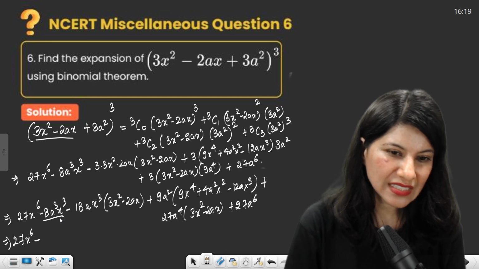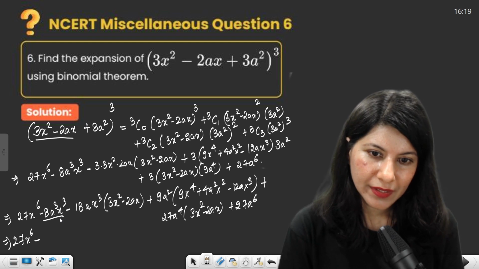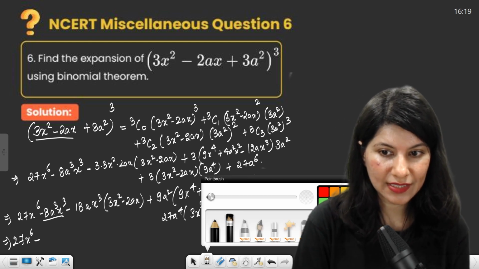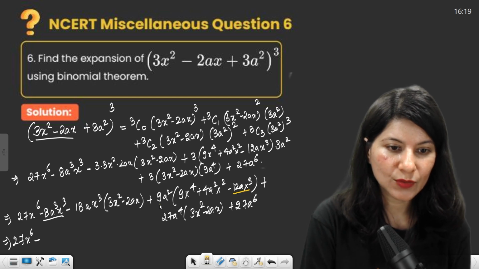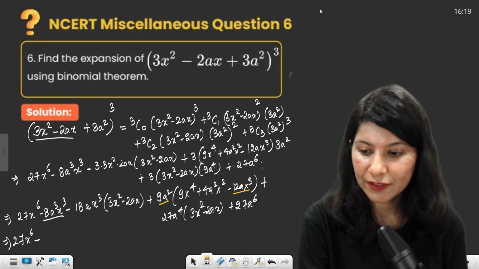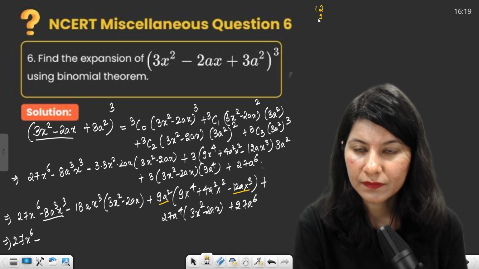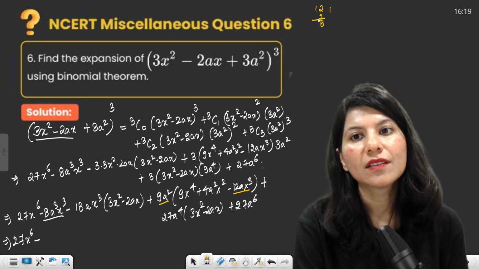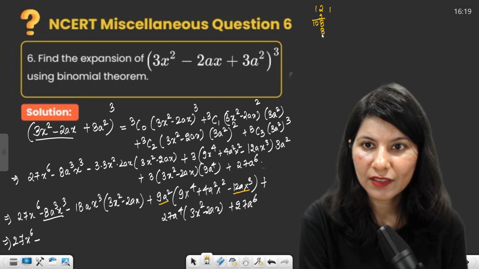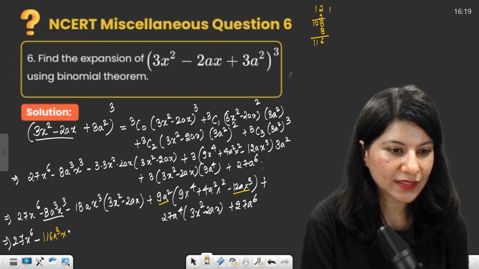Okay. Can I find any like term just like this? a cube x cube. Yes, I am getting this into this. 9 12s are 108, with a negative sign. So 12 into 9: 9 2s are 18, 9 1s are 9, 108. Okay. 108 plus 8. So this is 116. So this is 116 a cube x cube.